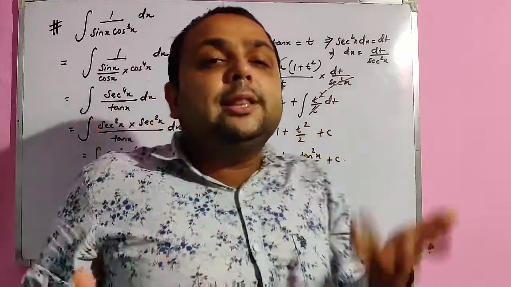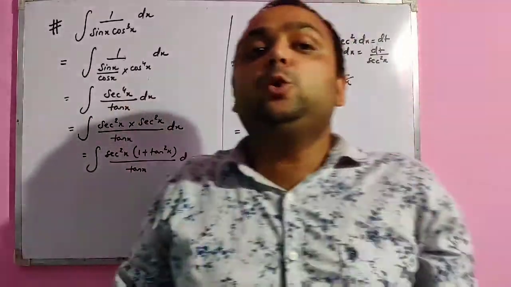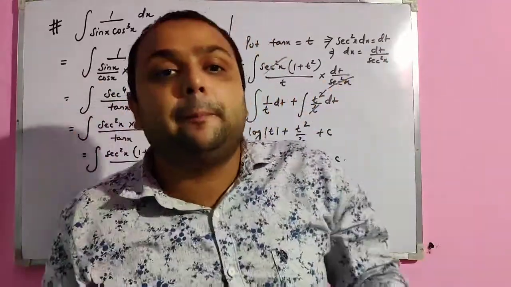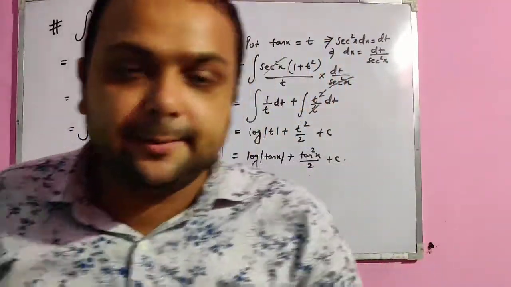So for using the trigonometric identities, I need to understand the concept, and I need to understand first which formula I am applying to make the question easier.